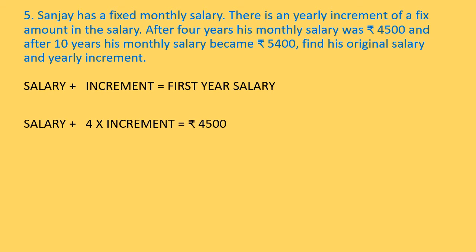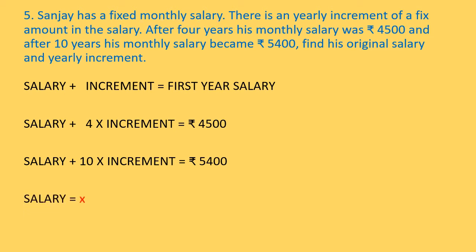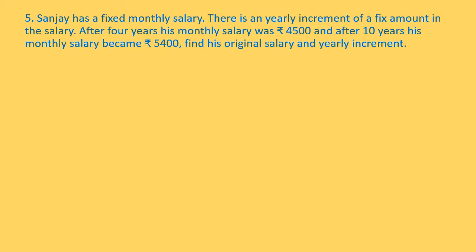So the monthly salary is fixed, as it is given in the first sentence itself, that this is a fixed monthly salary. So that will remain the same. But in 10 years he is going to get 10 increments. In the first year 1 increment, the second year 2 increments, in the third year 3 increments, and in 10 years he'll get 10 increments. So the salary will be salary plus 10 into increment is equal to 5,400. Okay, so in this question we are going to consider salary as x and increment as y, and let us see how we are going to form the equations. So, Sanjay has a fixed monthly salary.